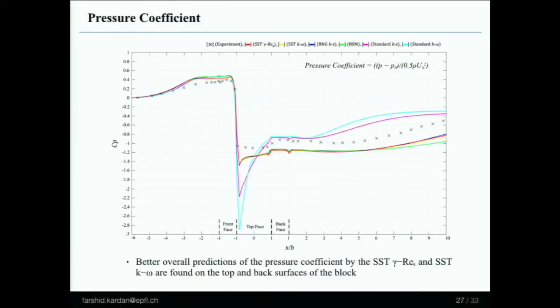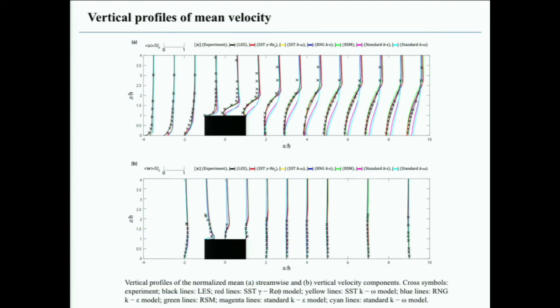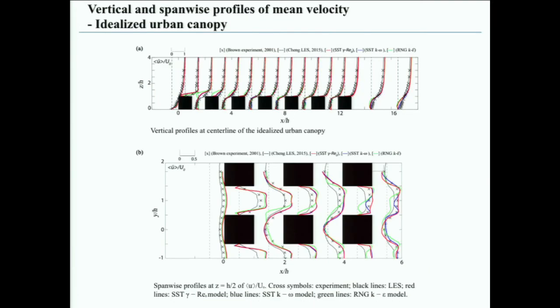I, in fact, checked as well the pressure coefficient on a block, and we found once again that the pressure coefficient on top of the block for the standard K epsilon and standard K omega models is not accurate at all. We checked the mean velocity around the building for both cases, not only for the isolated cases. We just did this for the 3D idealized urban cases, as you can see here in the span-wise and vertical profiles.